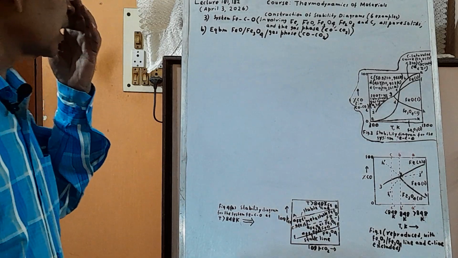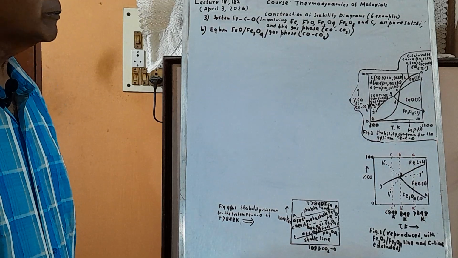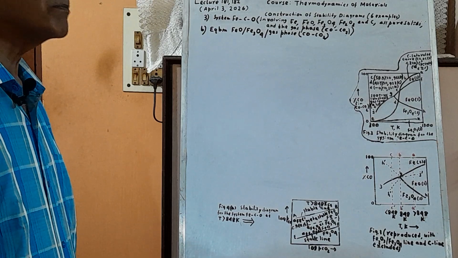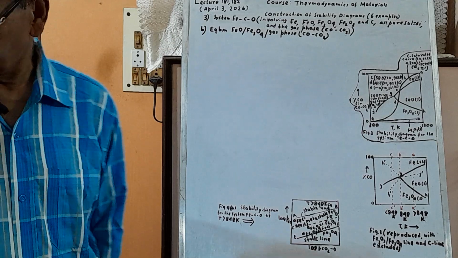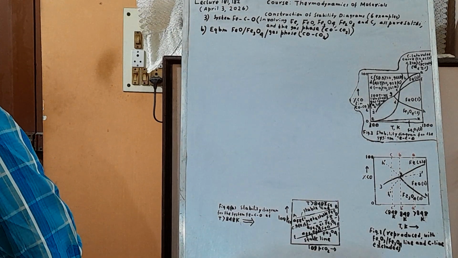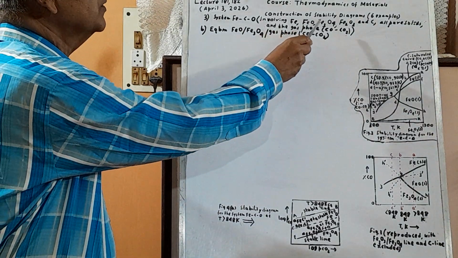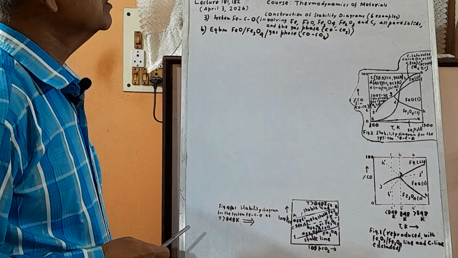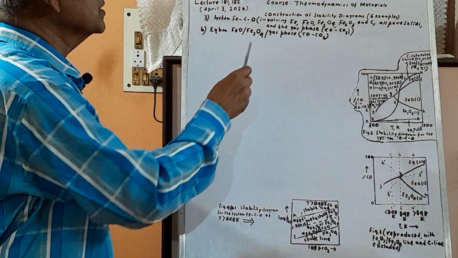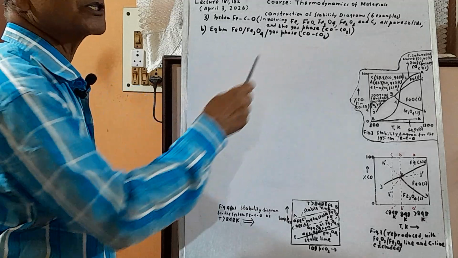So we'll resume talking about the stability diagram construction of the system involving Fe, FeO, Fe3O4, Fe2O3 and carbon, all pure solids, and the gas phase containing CO and CO2.